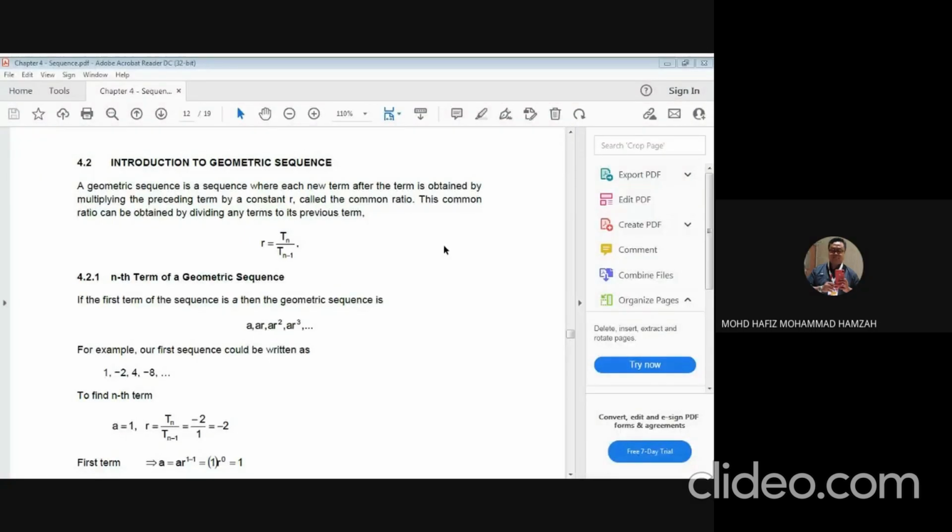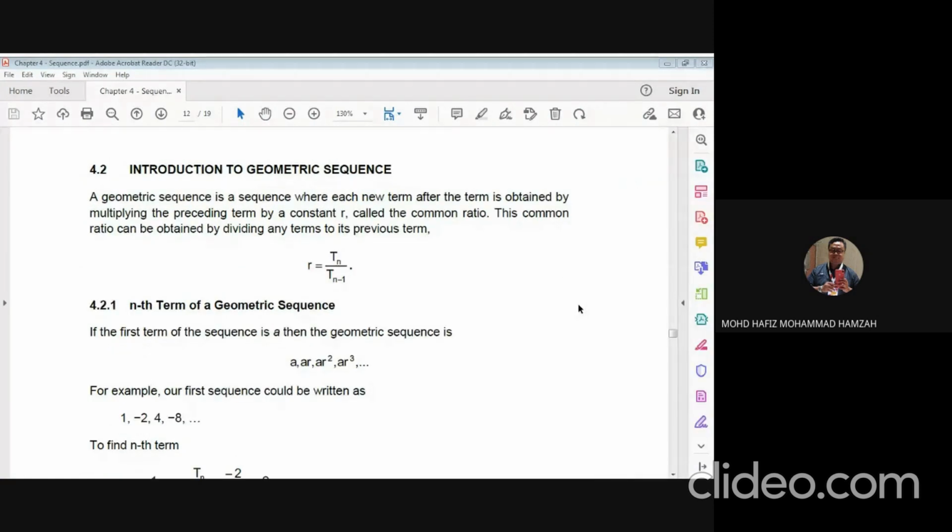Okay, so for today we are going to proceed with another topic in sequence, which is called the geometric sequence. So ini adalah topik yang kedua, which should be your last topic in your chapter 4, sorry. Okay, so an introduction to a geometric sequence.